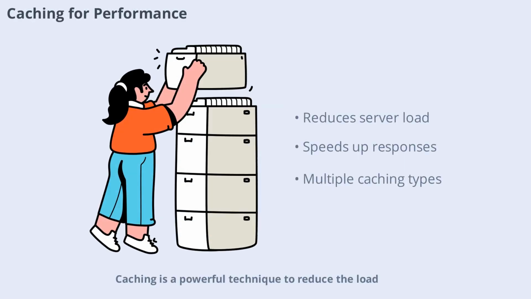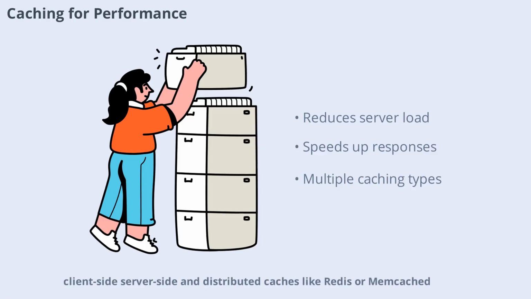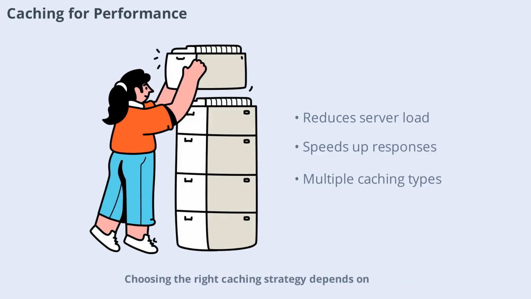Caching is a powerful technique to reduce the load on your API servers and speed up response times. By storing frequently requested data in memory, you can serve repeated requests much faster. There are several types of caching: client-side, server-side, and distributed caches like Redis or Memcache. Choosing the right caching strategy depends on your API's usage patterns and data consistency requirements. Effective caching can dramatically improve scalability and user experience.